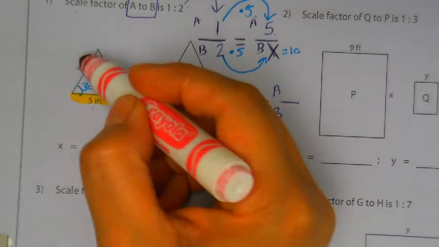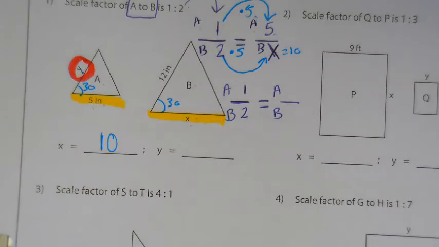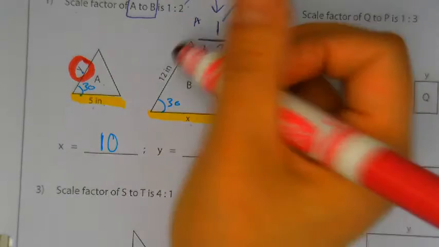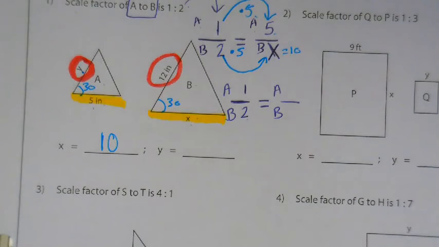Now, the Y. The Y side matches which side? The 12. Do you guys see how they would match if I shrink it or enlarge it, make it smaller, make it bigger? The Y and the 12 would line up, would match each other. Okay.